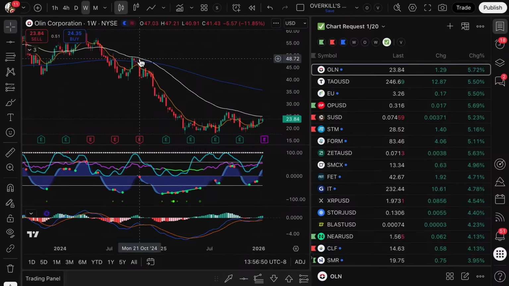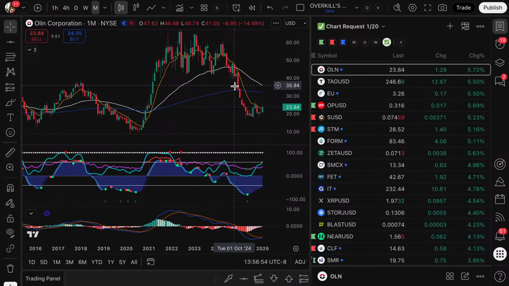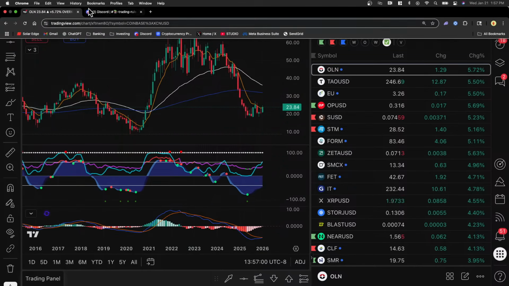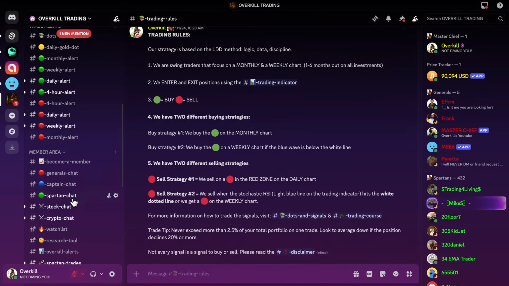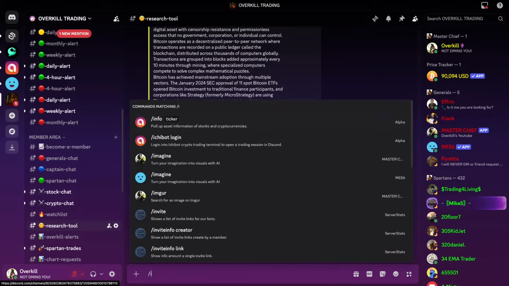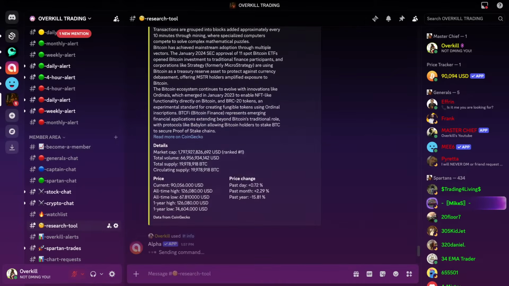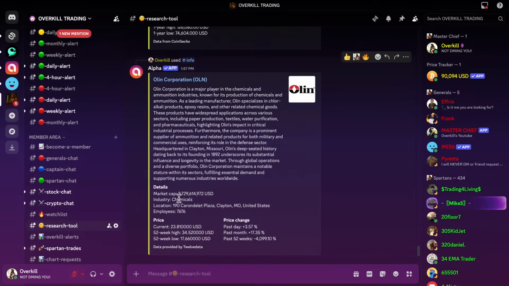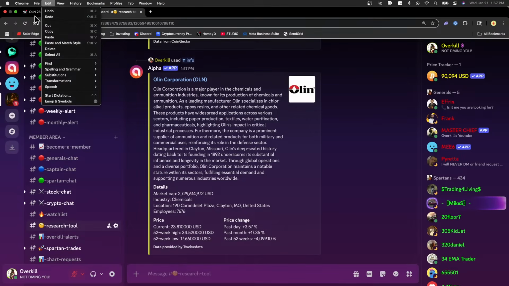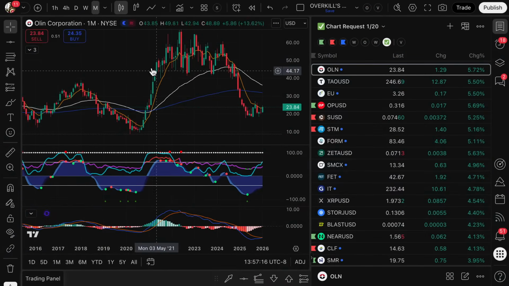And if you go through something like this, you just need to look at the monthly. That's really bad capitulation. This looks really good. OLN, I believe this is an oil and gas company. Let me see here. Let's go to the research tools, /info OLN. I think it's an oil and gas company. Chemicals. It's a chemicals company. So chemicals actually look very beat up. So OLN is a name that looks really good.